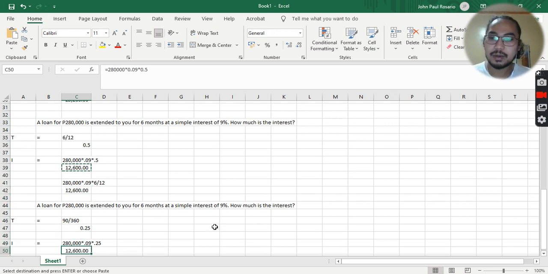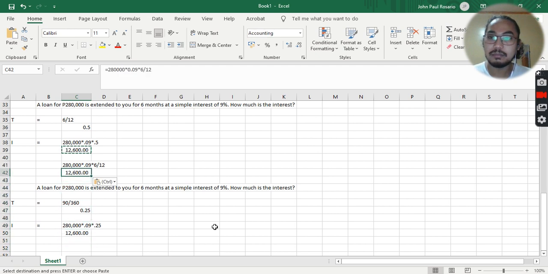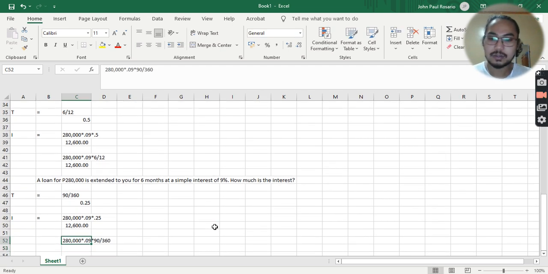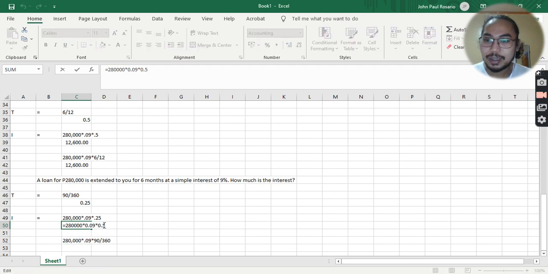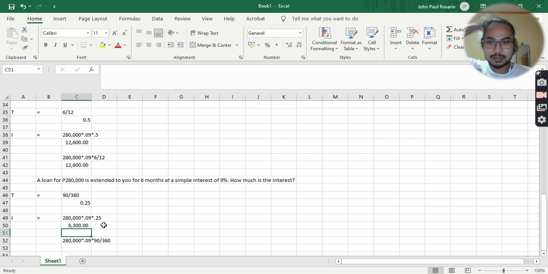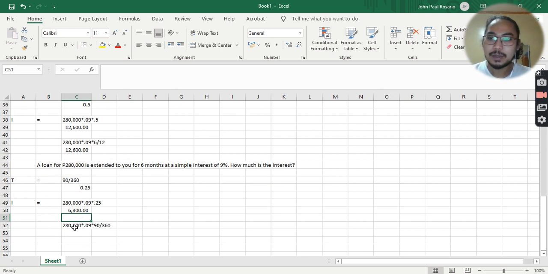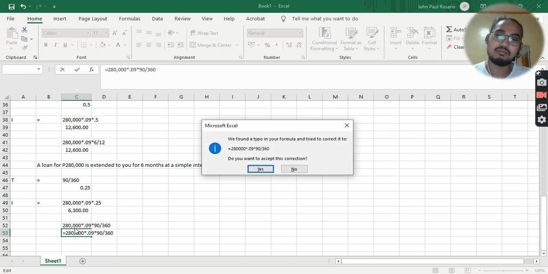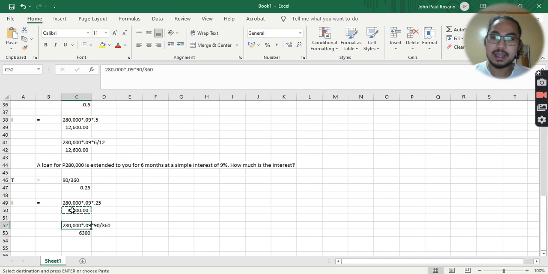Okay. Same with the number of days, no? 6 over 12. Okay. So for the number of days, na kung days ang given, so dili ta magamit og 0.25, we will use 90 over 360. This will still result to, dapat kay, sorry, 0.25. Okay, 6,300. So, again, this will still result with the same answer, which is 6,300.